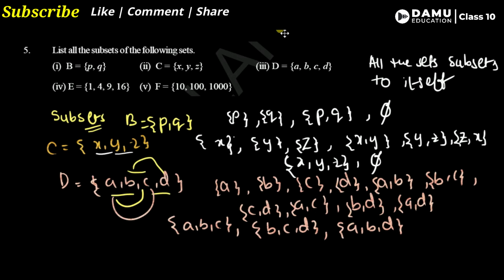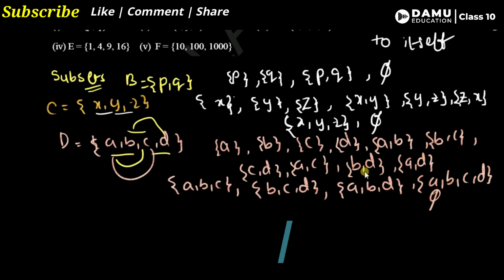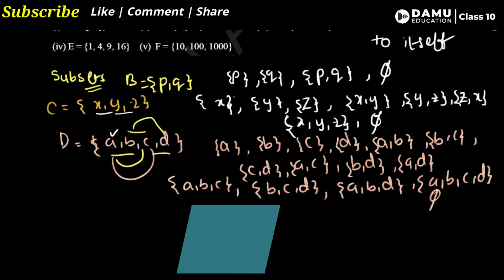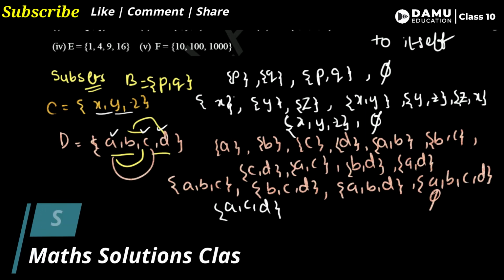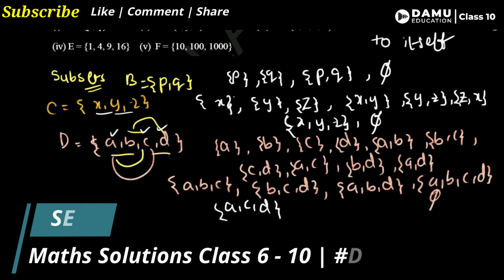Then what else can you take? {B, C, D} is already over. {A, B, D} is already over. So next one, {A, B, C, D}, and phi is a small set. So here one more combination is there. What is that? {A, C, D}. So you can write {A, C, D} also for this. Like this we have to move.